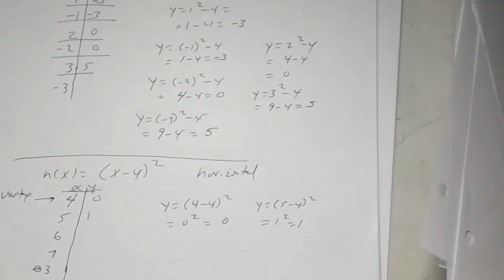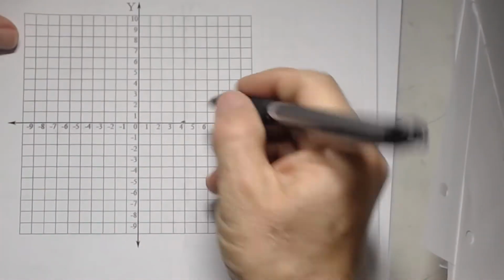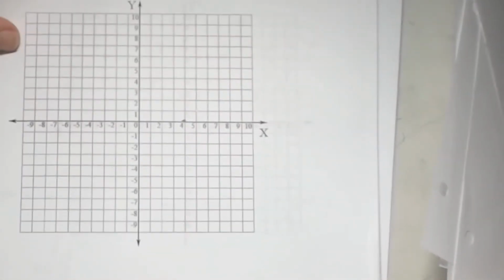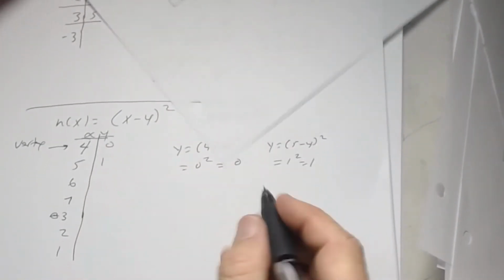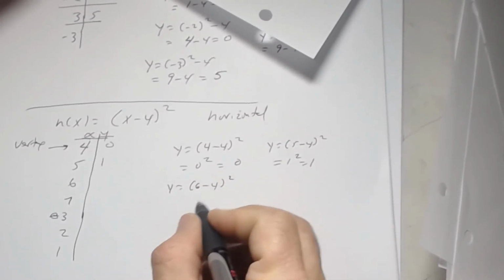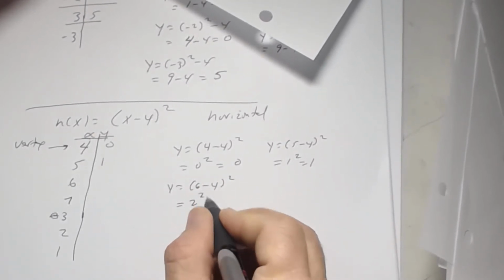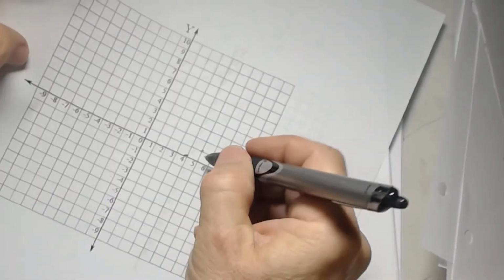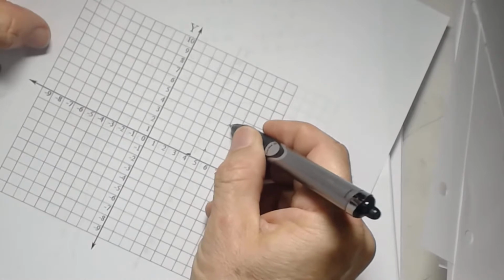Oops. I've got to find what I did. Oh, here we go. I plot the point (5, 1). Okay. When x is 6, I get y equals (6 minus 4) squared. What's 6 minus 4? And what's 2 squared? 4. So I plot the point (6, 4). So (6, 4) is here. Okay?